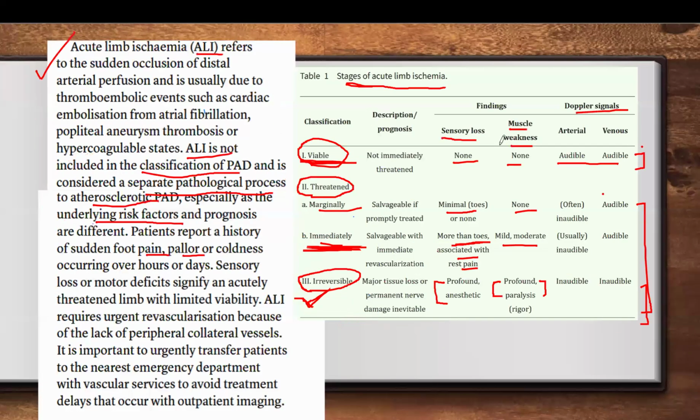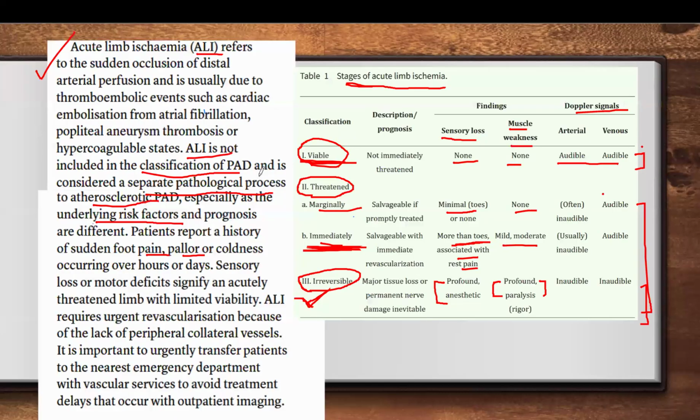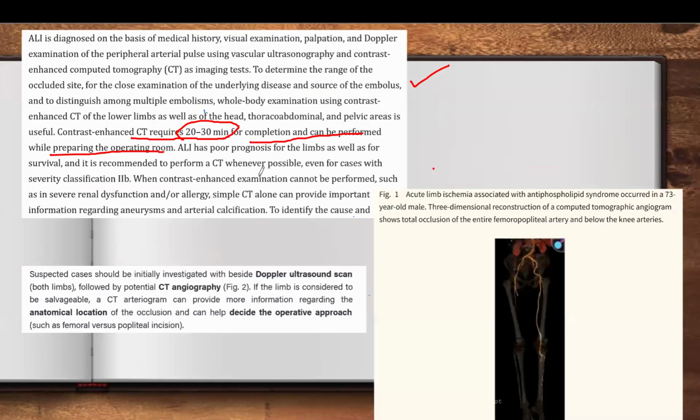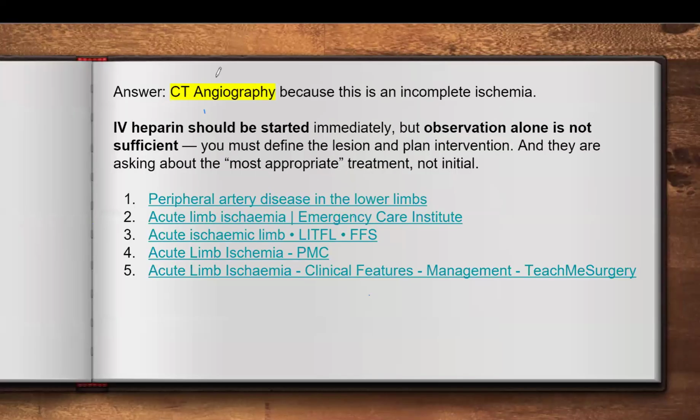If duplex was mentioned, would we select it? They're asking about the most appropriate treatment, doctor, so most appropriate management. So if they're asking about most appropriate, then you should go with CT angio. So the answer over here is CT angio. Okay. There's a similar question.